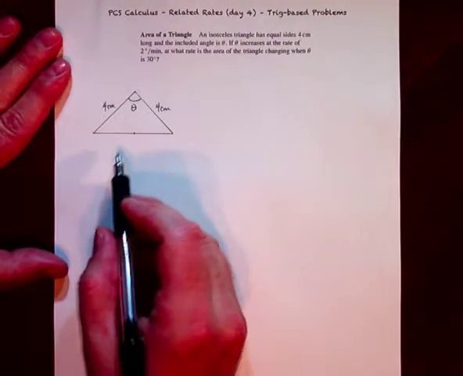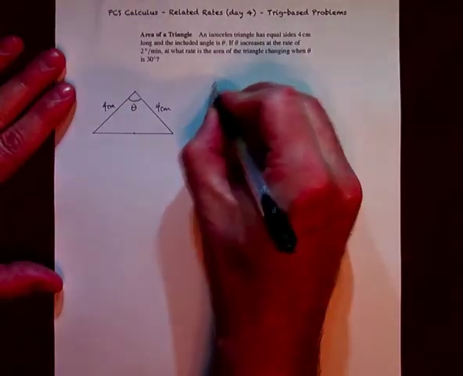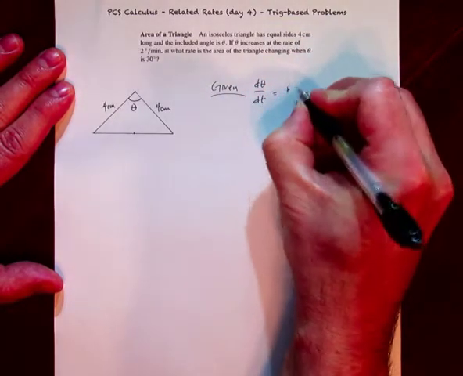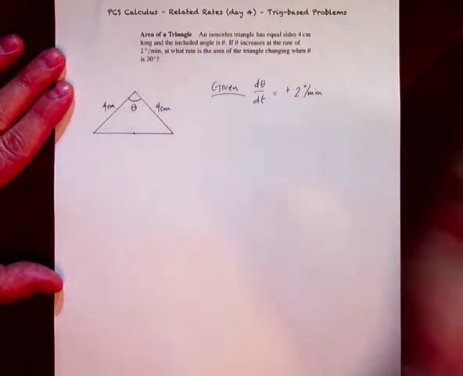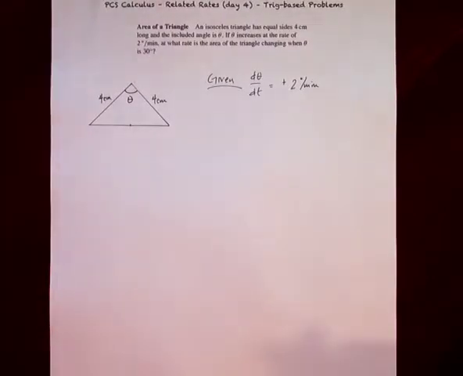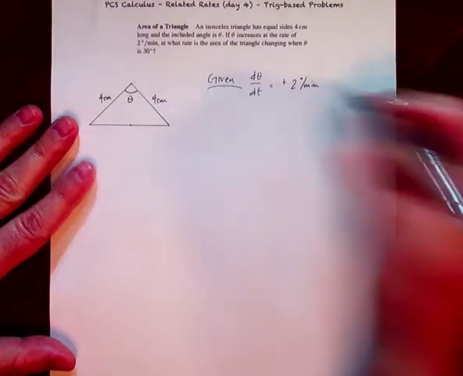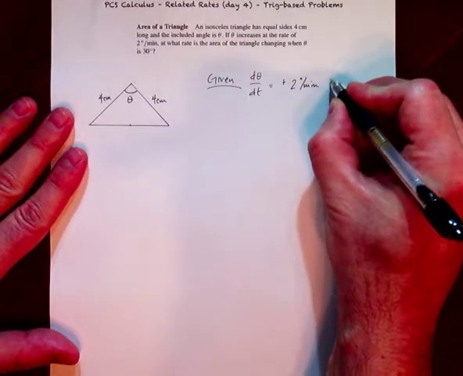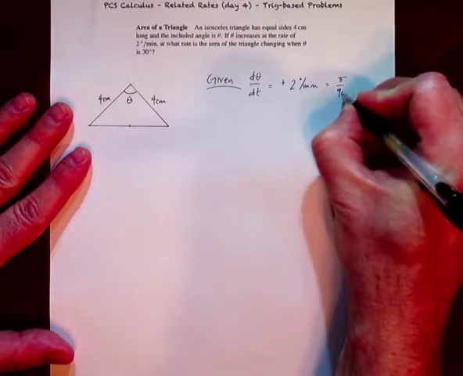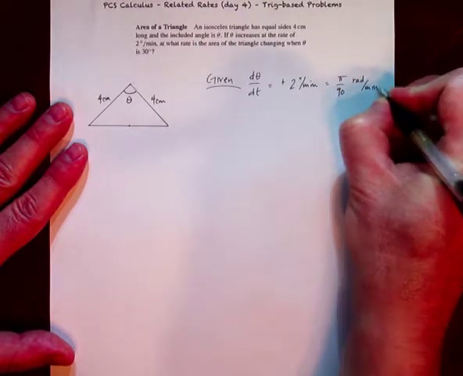But basically, you need to figure out how to deal with the area of this triangle. Well, let's go ahead and figure out the givens first. Now, the given is d theta dt. D theta dt is positive 2 degrees per minute. Well, when we deal with trig, we don't deal with degrees. We deal with radians, okay? And so you're going to need to convert that to radians. Remember that to get rid of degrees, you divide by 180 and multiply by pi. And so this is basically pi over 90 radians per minute.